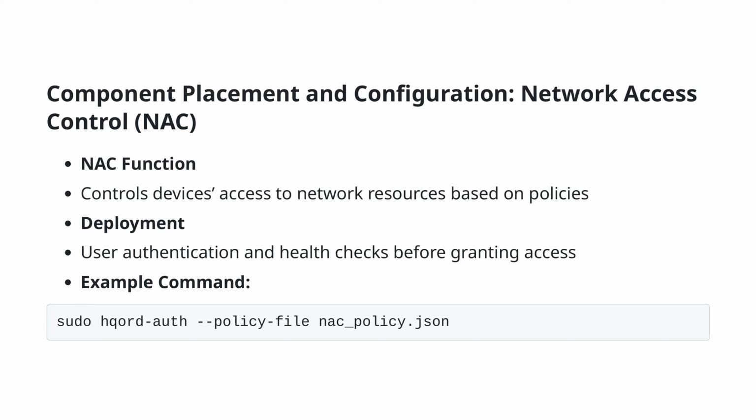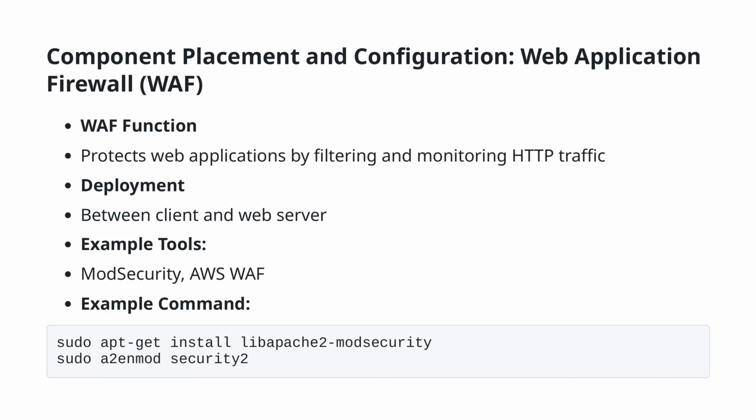An example command for implementing NAC could be sudo hgors-auth --policy-file policy.json. This command applies a specific policy file, nacpolicy.json, to manage the authentication and health check processes for the users and their devices. On this slide, we will be discussing the component placement and configuration of a web application firewall, or WAF. The primary function of a WAF is to protect web applications by filtering and monitoring HTTP traffic.